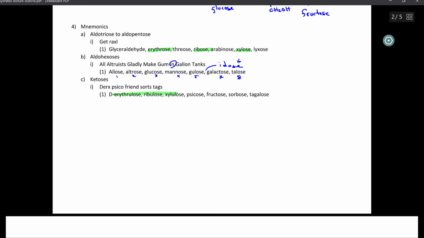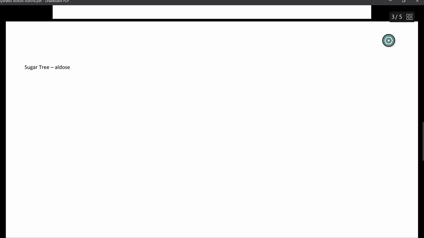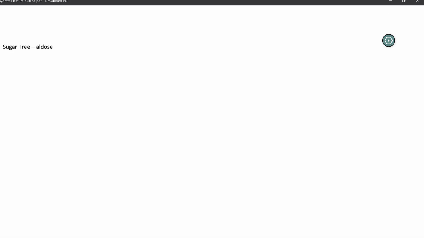So I call this the sugar tree, and we're going to do the aldoses. And so I'm going to draw the first one, and then I use colors to help keep track of everything. I'm going to start from the top because, you know, the tree is smallest at the top. And I'm going to go like this. I'm going to draw glyceraldehyde. So I'm going to draw D-glyceraldehyde. So to draw D-glyceraldehyde, it's going to have a formula that looks like this.